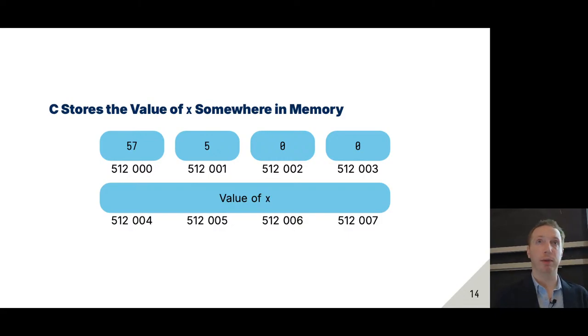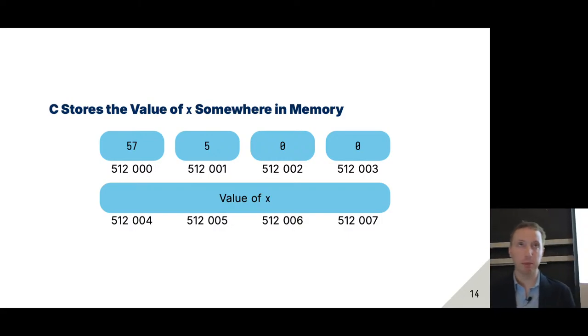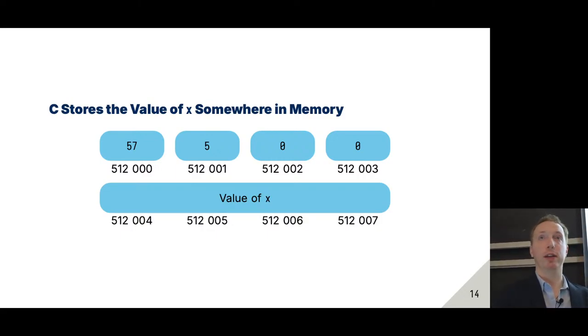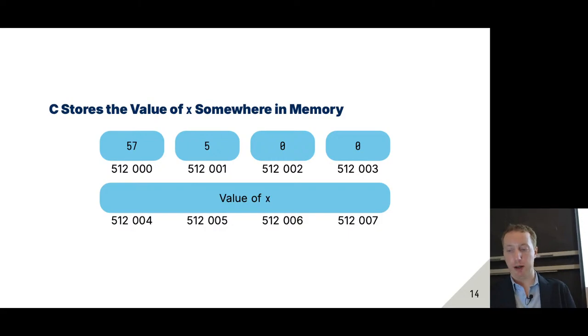The number of bytes it will set aside depends on what the type is, because one of the things the type tells you is how many bytes you need to actually store a value of that type.